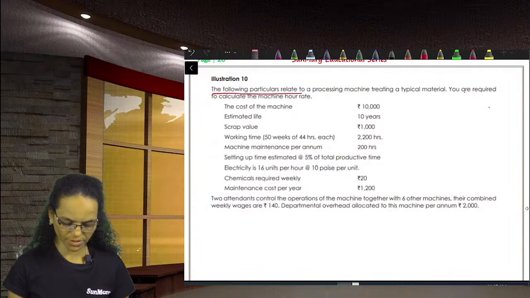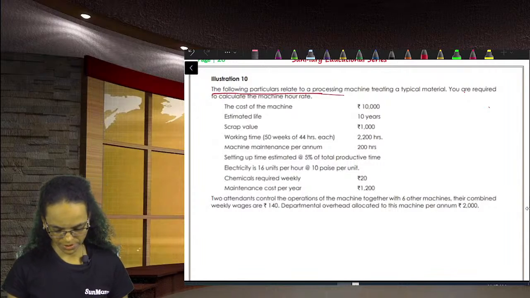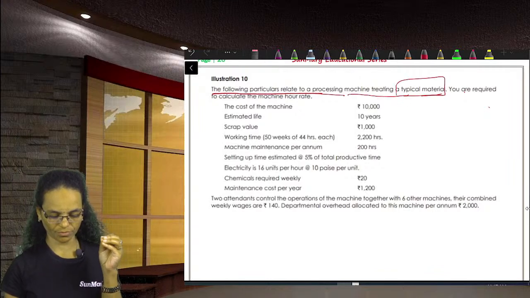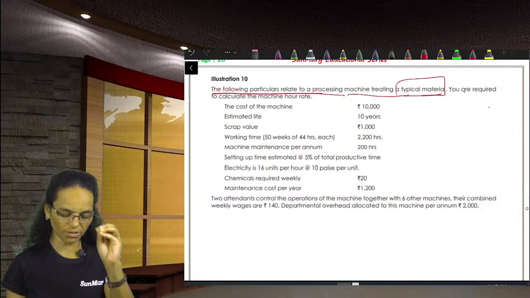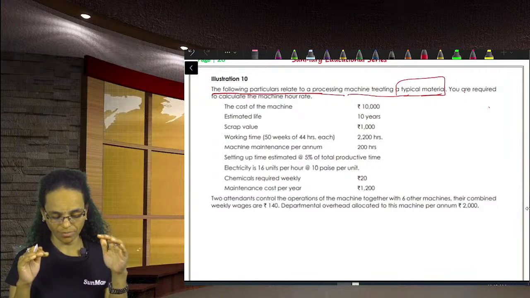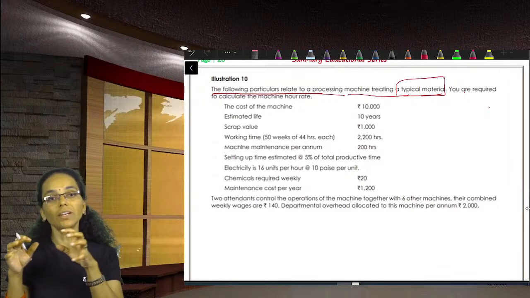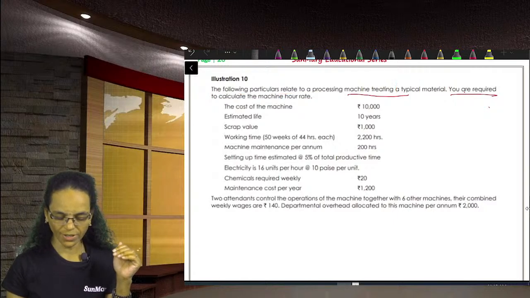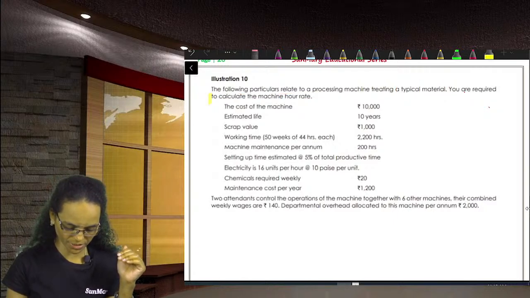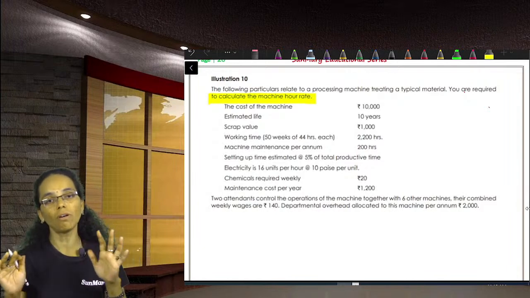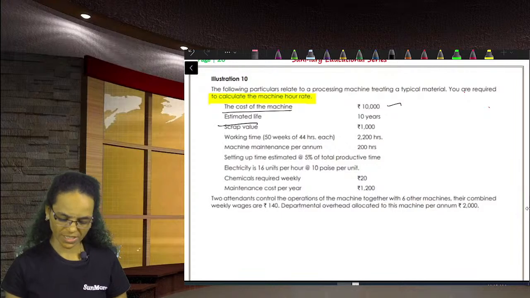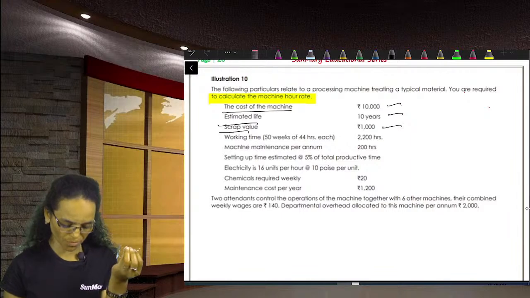the following particulars relate to a processing machine treating a typical material, means we are talking about a particular machine which is treating a typical material. You are required to calculate the machine hour rate. What we need to calculate? Machine hour rate. Again the question is this one only, rest all is the information. Cost of the machine is given, estimated life is given, scrap value given. So we will come to know what is the depreciation portion.